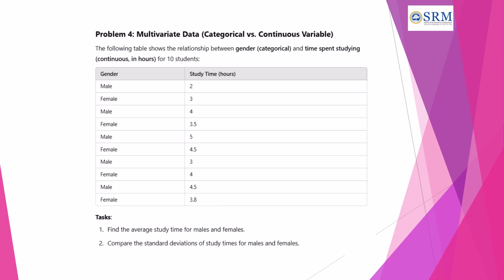Multivariate data, categorical versus continuous variable. The given table shows the relationship between gender (categorical) and time spent studying (continuous) for 10 students. The task is to find the average study time for males and females and to compare the standard deviations of study time for male and female.